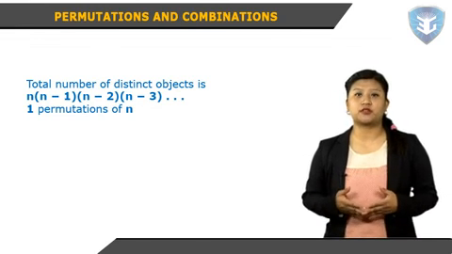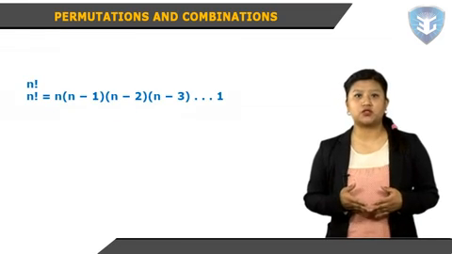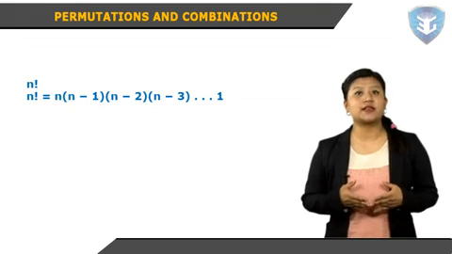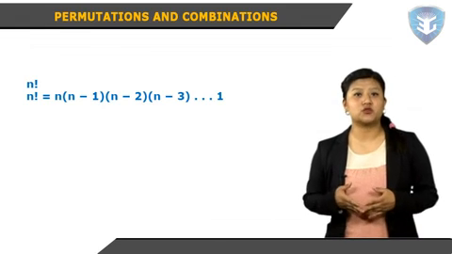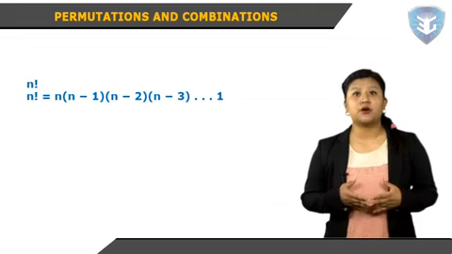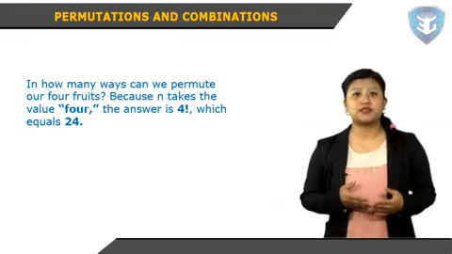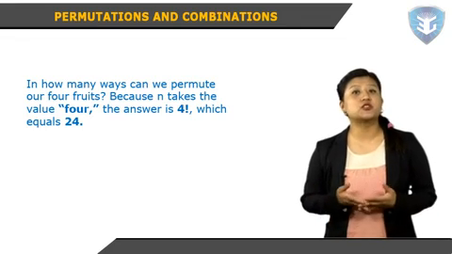This special product is called n factorial and is written as shown. n exclamation equals n into n minus 1 into n minus 2 into n minus 3, and so on till 1. It is the simple product of all the numbers from 1 to n. For n distinct elements, we have a total of n factorial permutations. In how many ways can we permute our 4 fruits? Because n takes the value 4, the answer is 4 factorial, which equals 24.